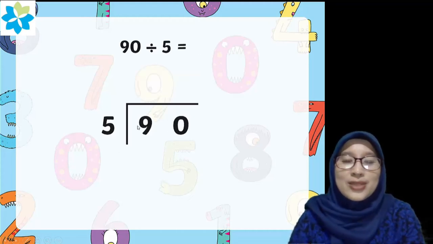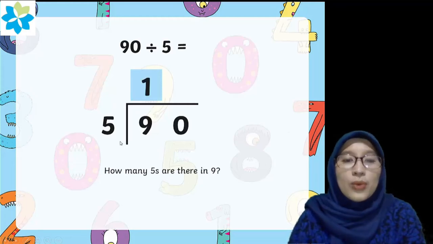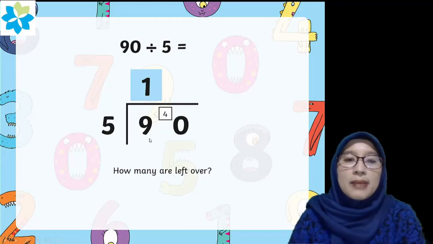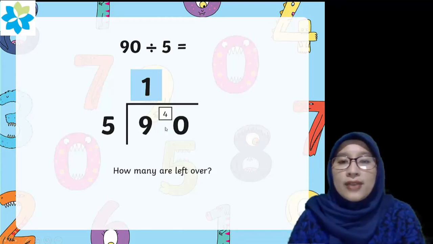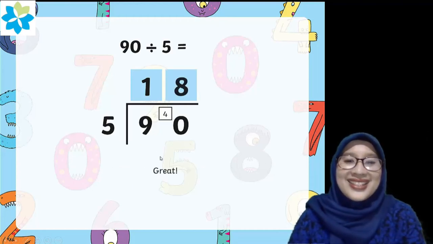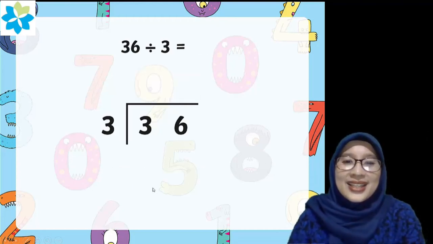Okay, let's see the next. What about this one? 90 divided by 5. Let's count 9 divided by 5. It will get 1, because 1 times 5 equals 5, and we get 4 as a rest. Sebagai sisanya adalah 4, karena 1 kali 5 hanya 5. Sisanya adalah 4, diperoleh dari 9 dikurangi 5. And then, now we have 40. 40 divided by 5 equals 8. Yes, okay. I think this is clear for you.